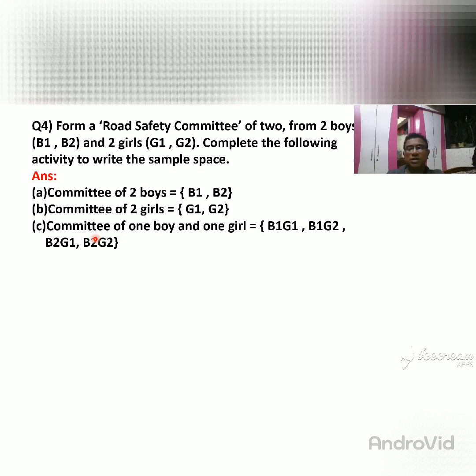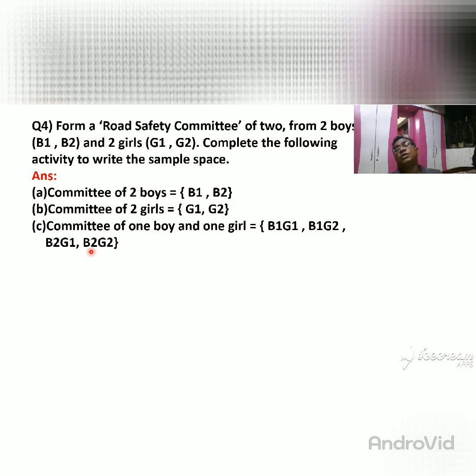So see here, the first boy you consider as B1. This boy B1 can make pairs with either of the two girls. So first we write B1 G1, after that B1 G2. The first committee has girl 1, the second committee has girl 2. So we write first boy B1 G1 and B1 G2. Then for the second boy B2, B2 G1 and B2 G2. In this way we write the committee.